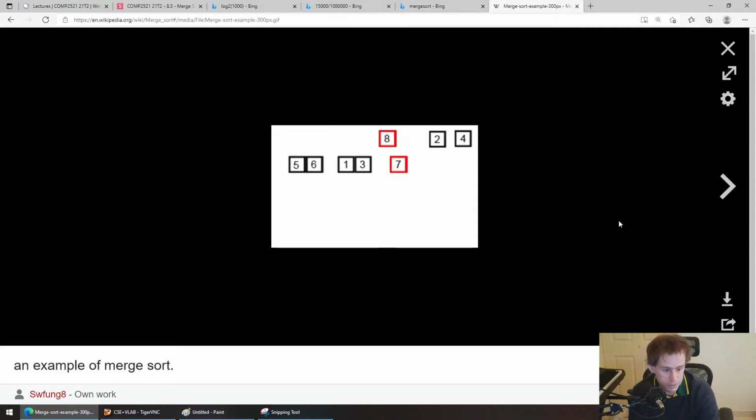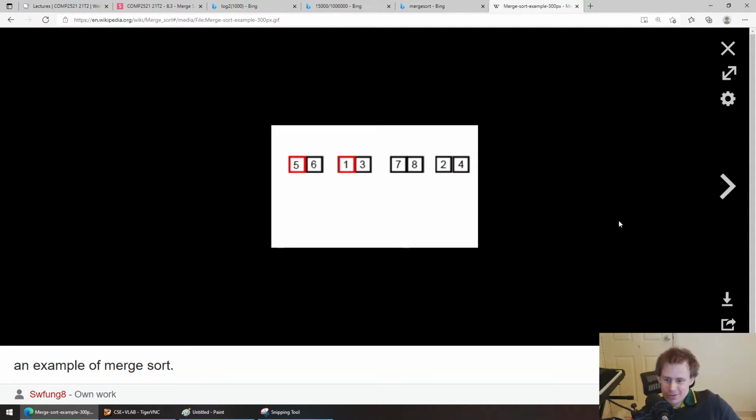Merge sort linked list exam question confirmed. I don't even know what that would look like. I don't know to what extent that would make any sense.